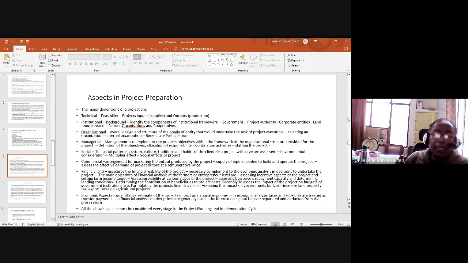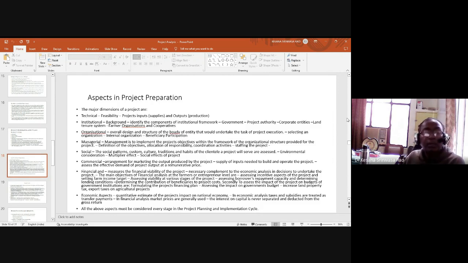Arrangement for marketing the output produced by the project. Supply of inputs needed to build and operate the project. Assess the effective demand of people's output as a remuneration prices. So these are all very, very important for framing the commercial project.